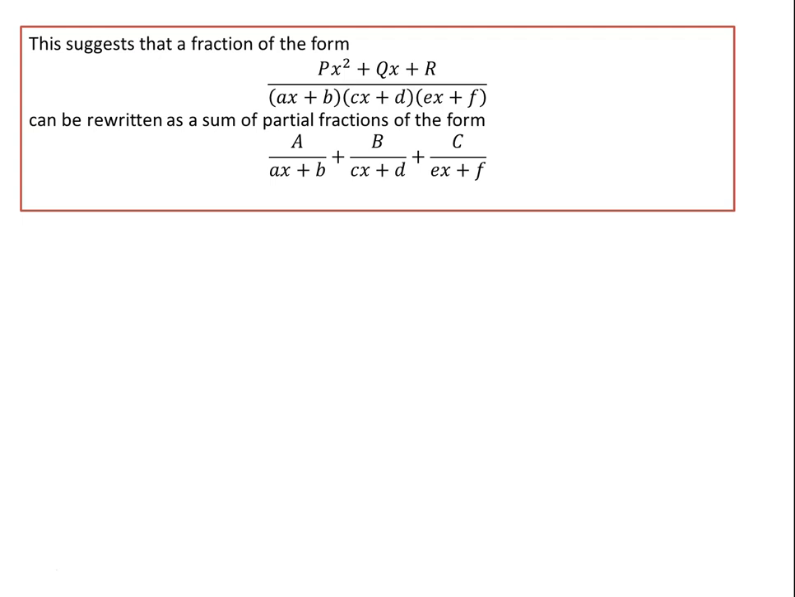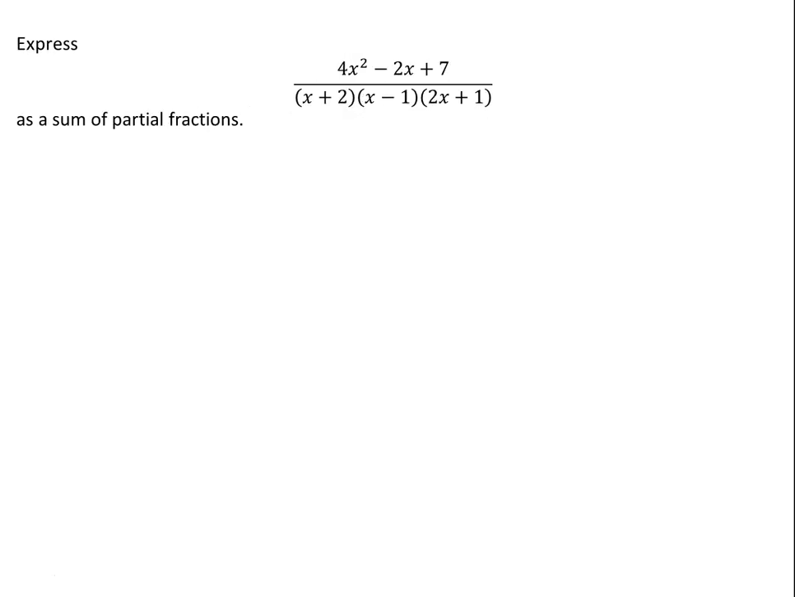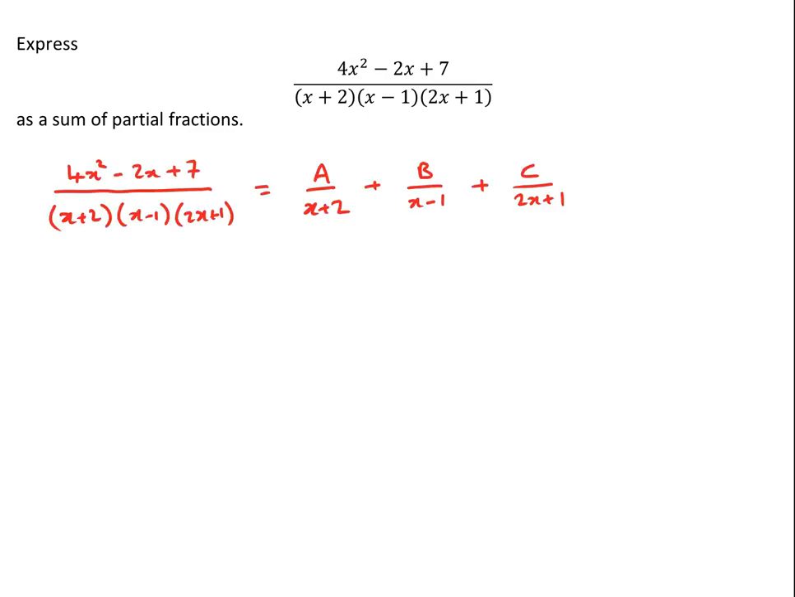So let's see this in terms of an example. If I wish to express 4x squared minus 2x plus 7 over x plus 2 times x minus 1 times 2x plus 1 as a sum of partial fractions, then I will start by saying that it should be writable in the form a number over x plus 2 plus another number over x minus 1 plus another number over 2x plus 1.